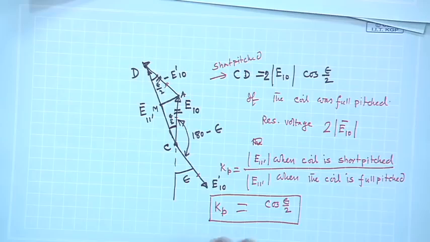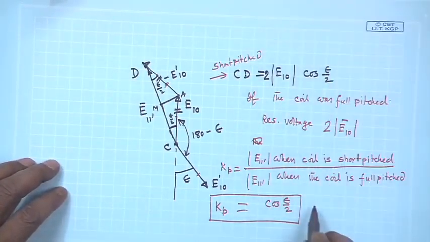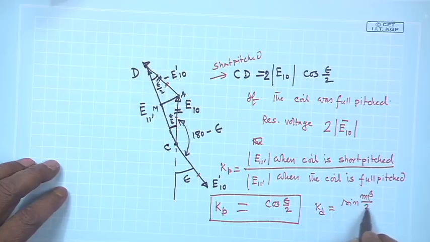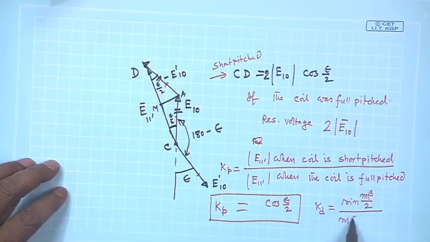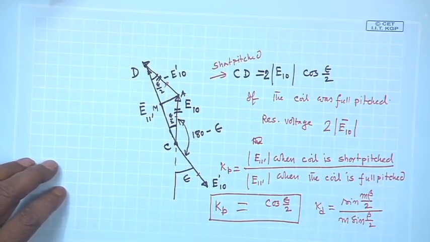But I have not yet told you why the coil should at all be short pitched. Right now I will tell you, but you recall these two factors in any AC machine winding. One is Kd, which is sin m beta by 2 by m sin beta by 2. By that factor voltage gets reduced, and once again voltage may get reduced by a factor of cosine epsilon by 2, which is called Kp.